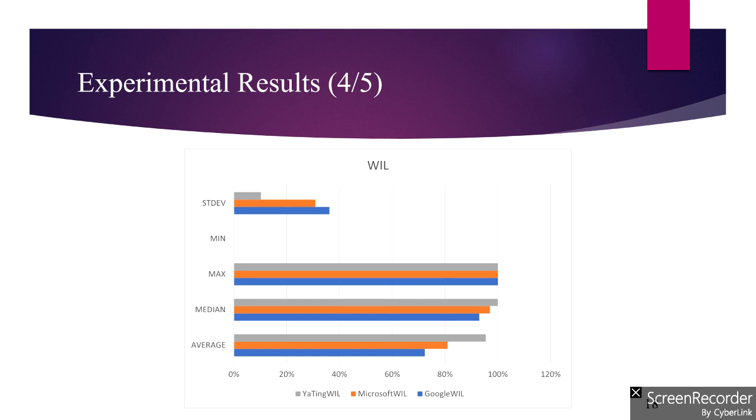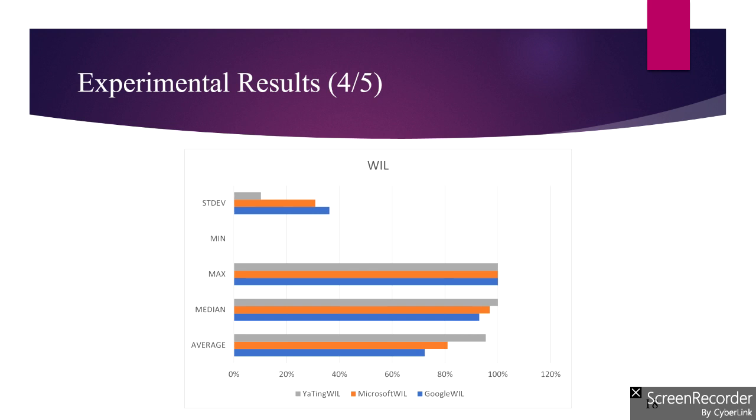The median values for WIL are 93% for Google, 97% for Microsoft, and 100% for Yating, and the order of median values is Google, Microsoft, and Yating, respectively. The maximum and minimum values for the three speech models are all 100% and 0%, respectively.